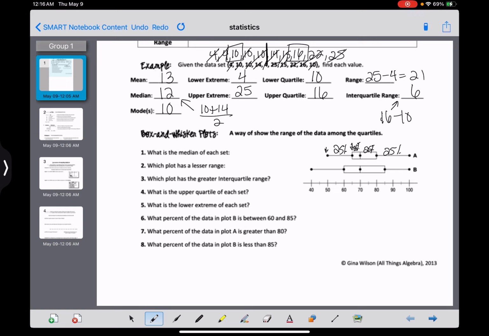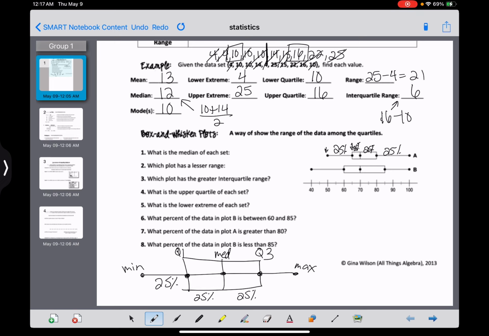If I'm going to draw this little sketch that might help you identify all these parts, and if you want to sketch this too, just so you have it, that could be helpful. So here's my minimum. This is my maximum. This point here is my quartile 1. This point here is my quartile 3. This middle point here is my median, middle number. So then I'm looking at every chunk being 25%. We're going to use that to help us in this problem, figuring out our answers.